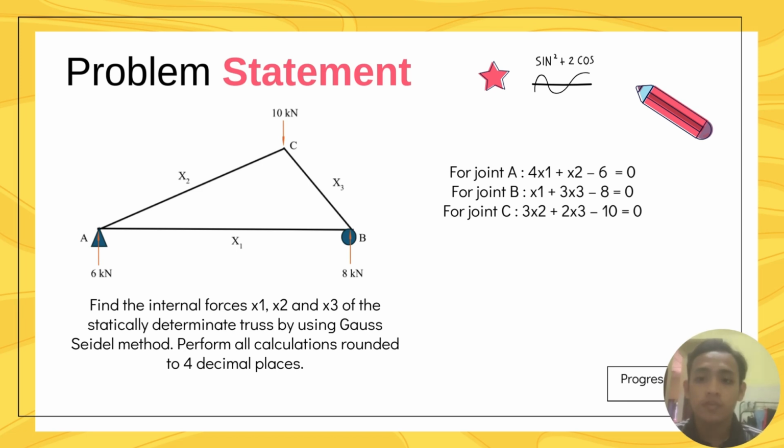So we need to find the internal forces x1, x2 and x3 of a statically determinate truss using the Gauss-Seidel method. We need to use the calculation and round at the 4th decimal place.